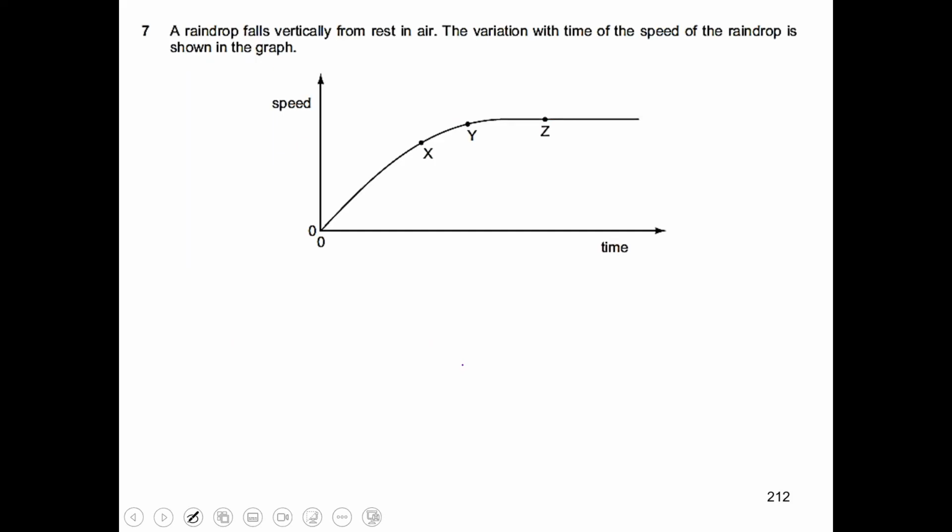A raindrop falls vertically from rest in air. The variation with time of the speed of the raindrop is shown in the graph. Whenever you come across a graph in A level, first of all see what is on the y-axis and what is on the x-axis. Never look at the shape. Once you see that, step 2 is to see what is the gradient or what is the area. So the y-axis is speed, the x-axis is time.